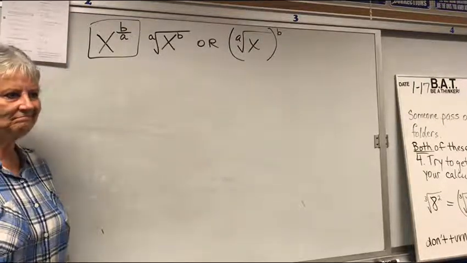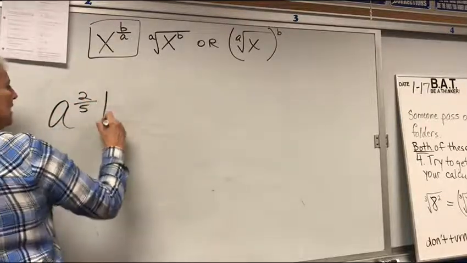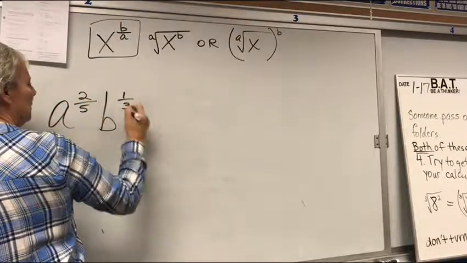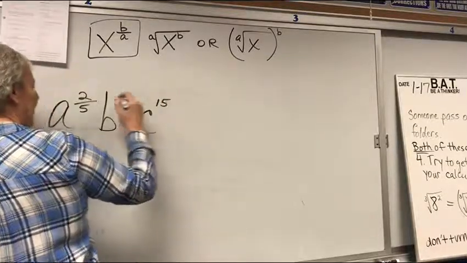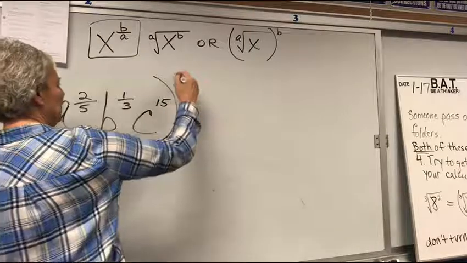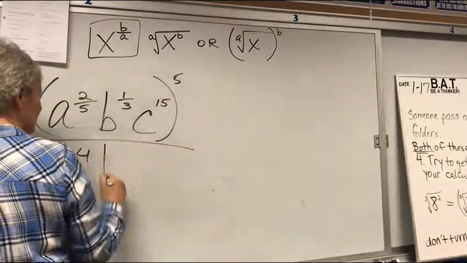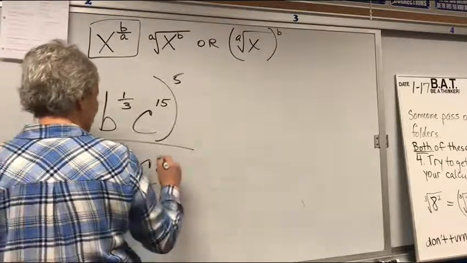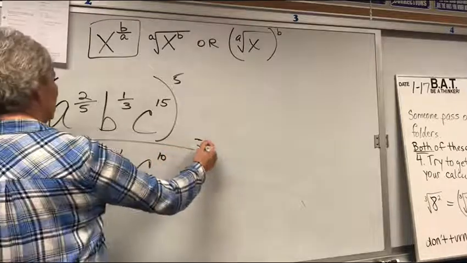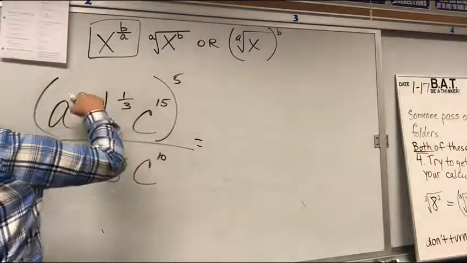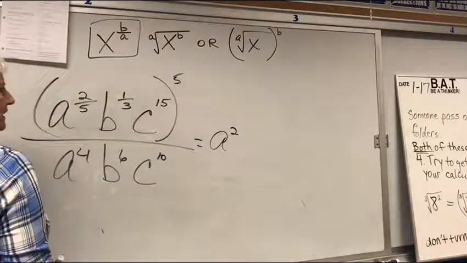But then when you add the numbers: A to the 2/5 power, B to the 1/3 power, C to the 15th power, all to the 5th power, over A to the 4th, B to the 6th, C to the 10th. That's as hard as it's ever going to get. A squared, right? 2 times 5 divided by 5. Let's see, B 5 over 3.